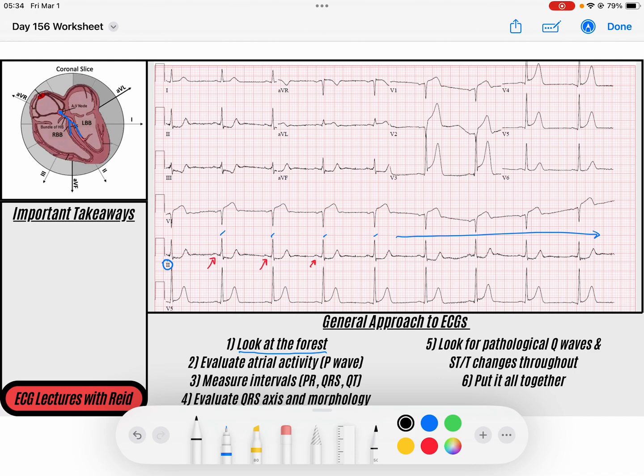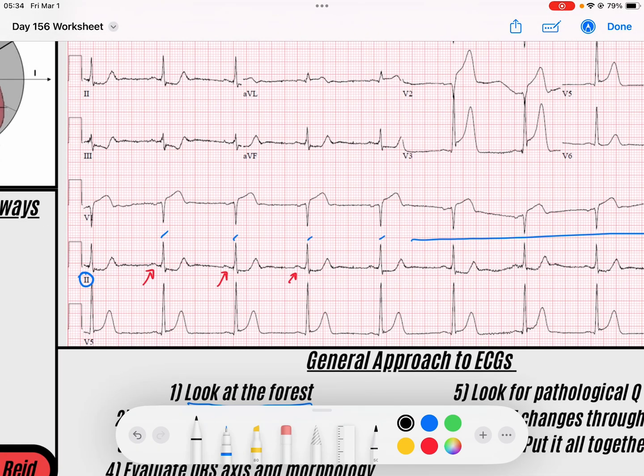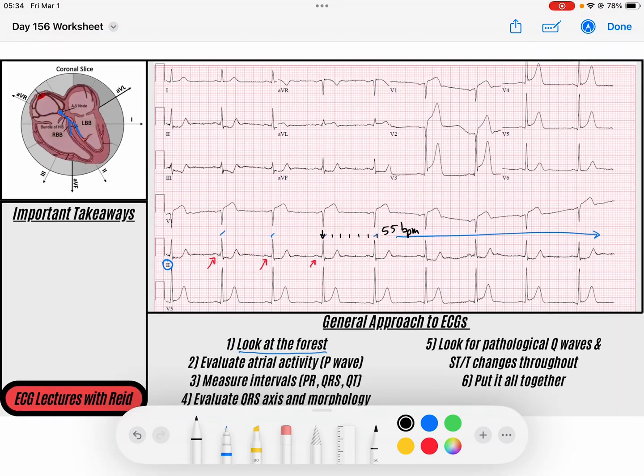To find the rate, I'll find a QRS that lands somewhat on a solid line. Maybe we'll pick this one. We'll say 300, 150, 100, 75, 60. That would be 50, so maybe 55 beats per minute. So we've got just a mild bradycardia. But we see some sinus P waves in front of those QRS complexes, so we suspect a sinus bradycardia. Let's evaluate the atria. Those P waves are upright in lead 1, and they're upright in AVF. So this is a sinus bradycardia at 55 beats per minute.